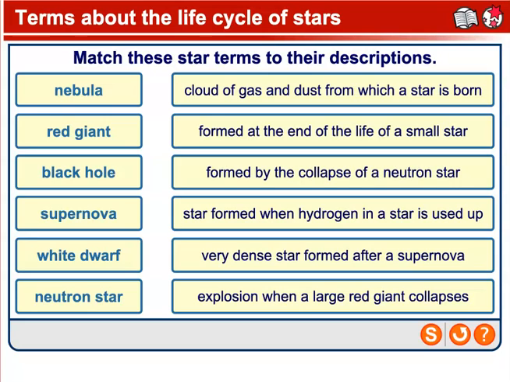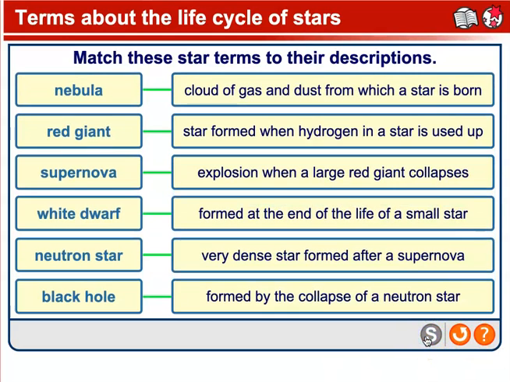So let's talk about some of the terms that we've already discussed. A nebula is a cloud of gas and dust from which a star is born. A red giant is a star formed when hydrogen in the star is used up. A supernova is an explosion when a large red giant collapses. A white dwarf is formed at the end of the life of a small star. A neutron star is a very dense star formed after a supernova. And finally, a black hole, formed by the collapse of a neutron star.